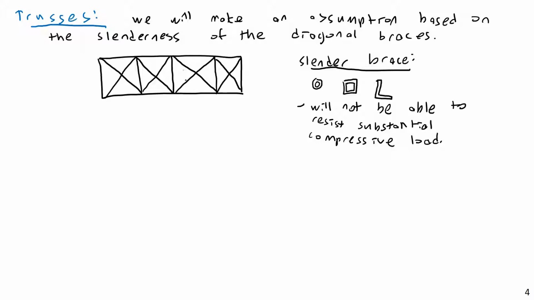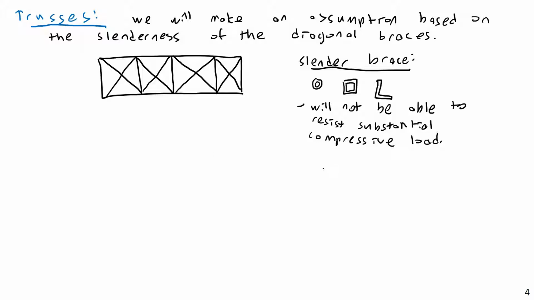And so as long as I have two of these on the same panel, if each one is very slender, that's not necessarily a problem, because one can carry the other's load. However, if I had only a single diagonal, I couldn't usually get away with that, because if compression was demanded of that panel, a very slender member is just going to buckle.